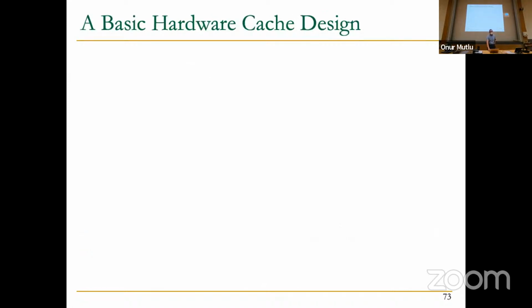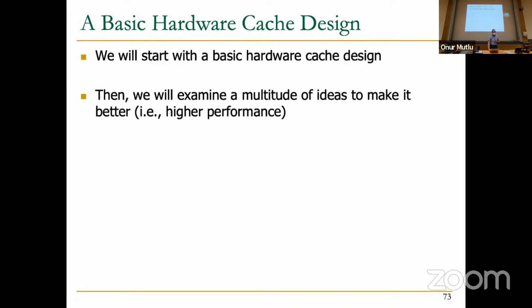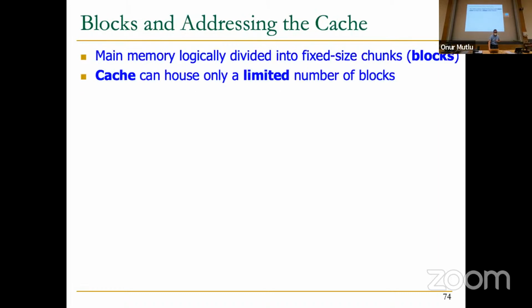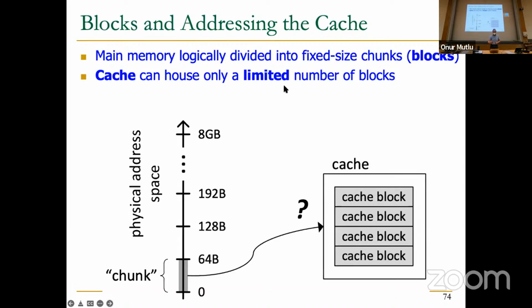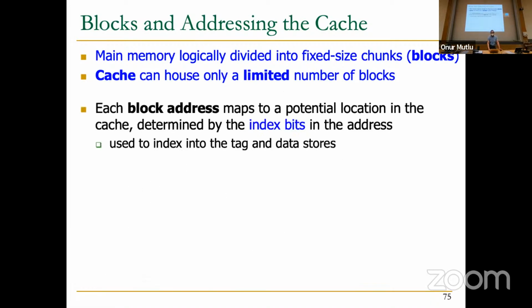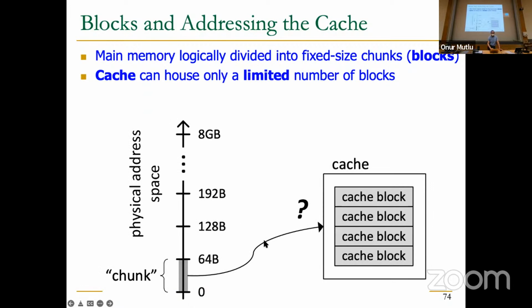So let's start with a basic hardware cache design, and we'll examine later a multitude of ideas to make it higher performance. And I already said this basically. Main memory is logically divided into fixed size chunks. That's what we're going to assume. These are called blocks. And the cache can keep only a limited number of blocks. And this is the picture that we looked at earlier, right? And the question is basically, how do you do the mapping between a main memory chunk to a potential cache location?